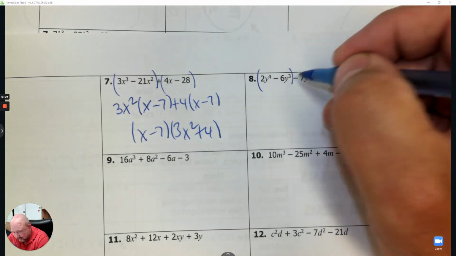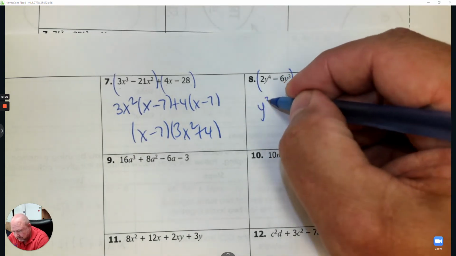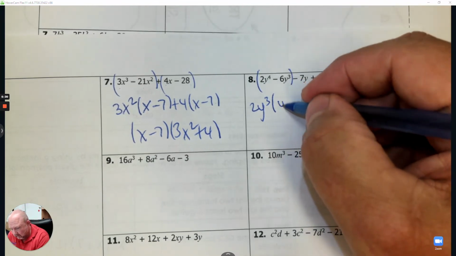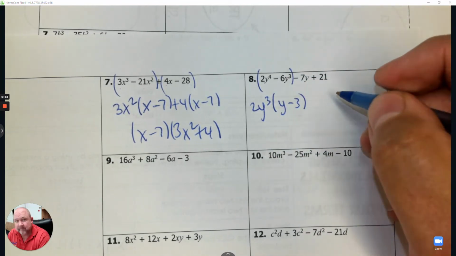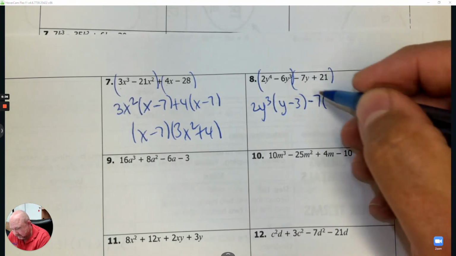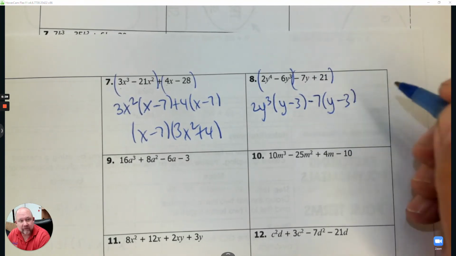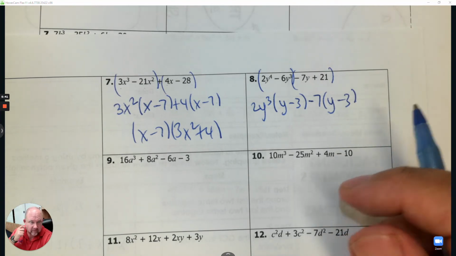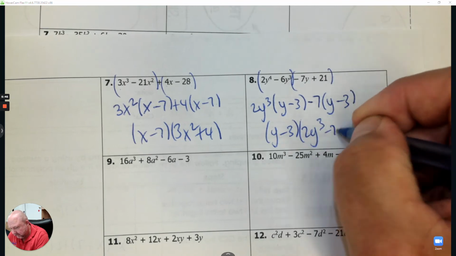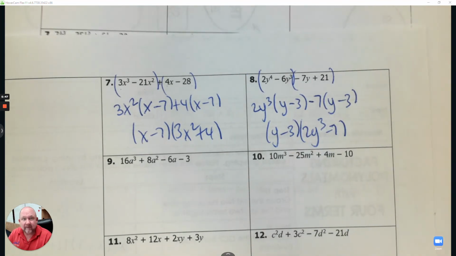Again, group them together. It's y cubed, but also a 2 goes into both evenly. Divide, that's y minus 3. Look at the last two terms. It's going to be negative 7. Divide, so you get y minus 3. And then y subtract 3 is common. 2y cubed minus 7 is what's left over.